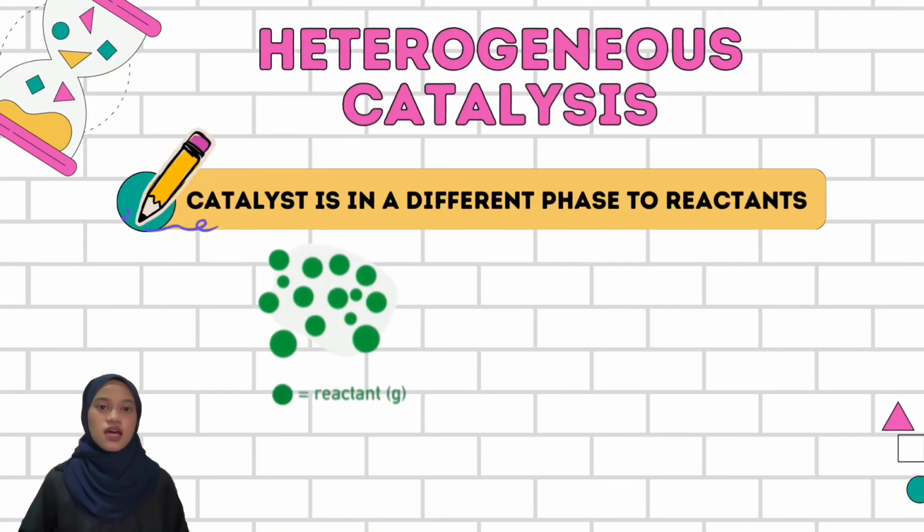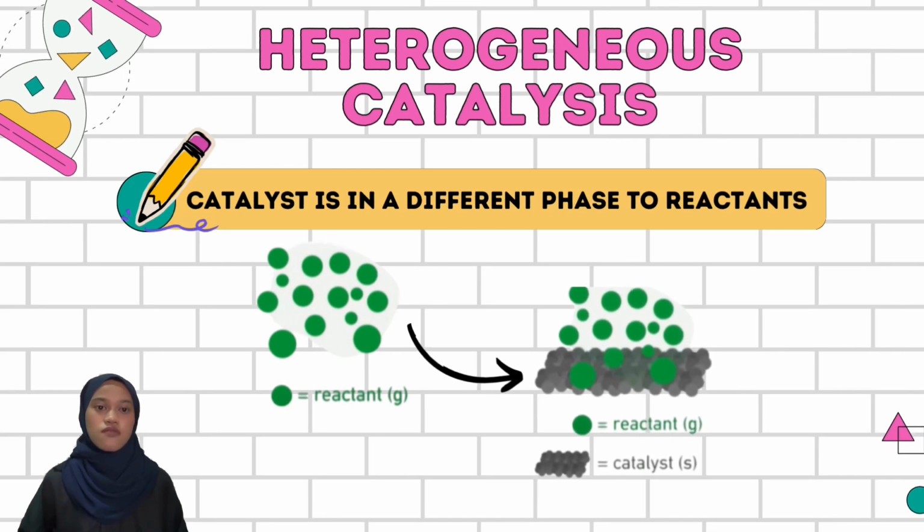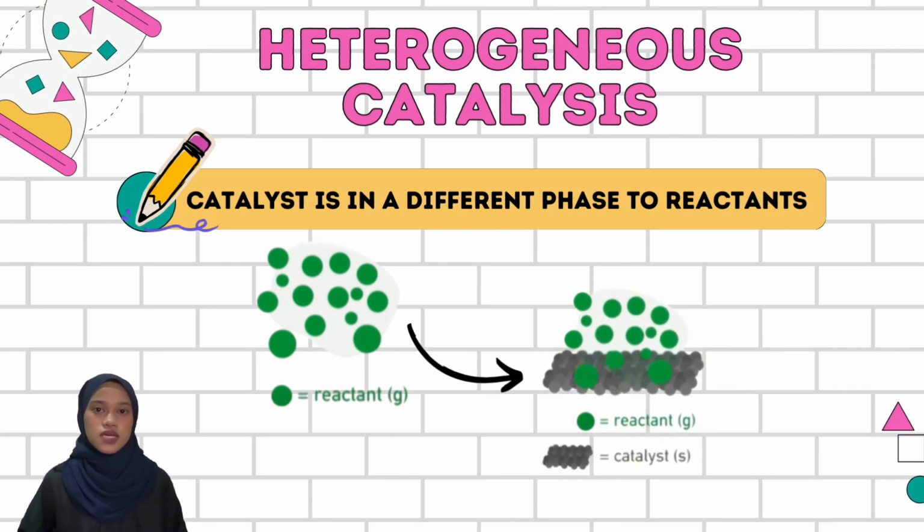Heterogeneous catalysts are in a different phase to the reactant. For example, if reactant particles are in a gaseous state and the catalyst used is a solid state, therefore the catalyst reaction will be heterogeneous. The most common type of heterogeneous catalysis is a solid-based catalyst with gaseous or aqueous-based reactant, and the process occurs in the stage of surface adsorption.